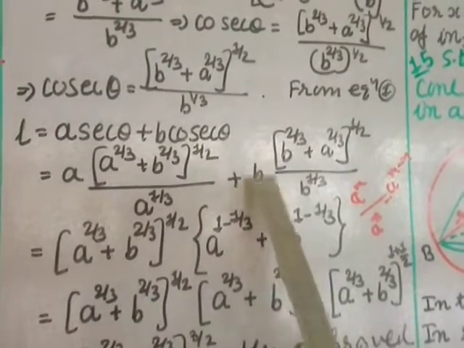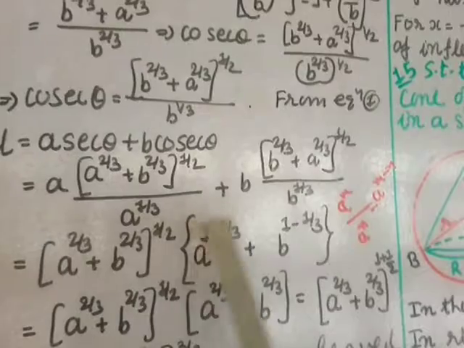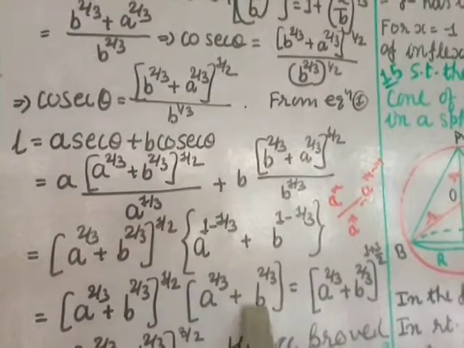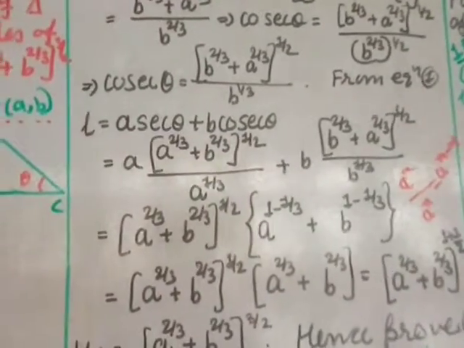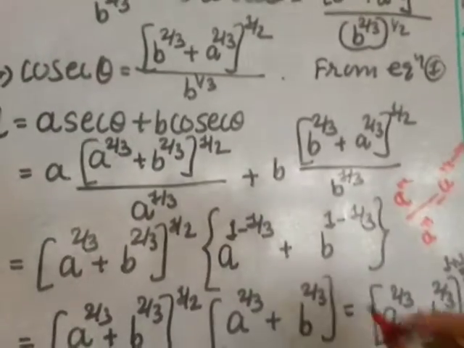So here remains b power 1 minus 1 by 3 power. Take LCM, so 3 minus 1, that is 2 by 3 power. Here also 2 by 3 power. Now see again these two powers are the same and here the power will be 1. We can again use the exponential relation. Exponential formulas are there.